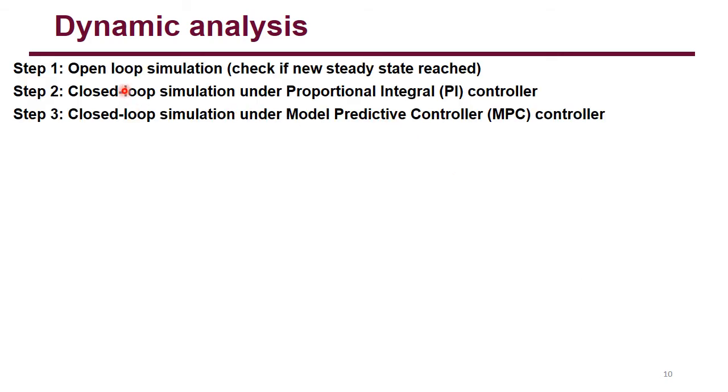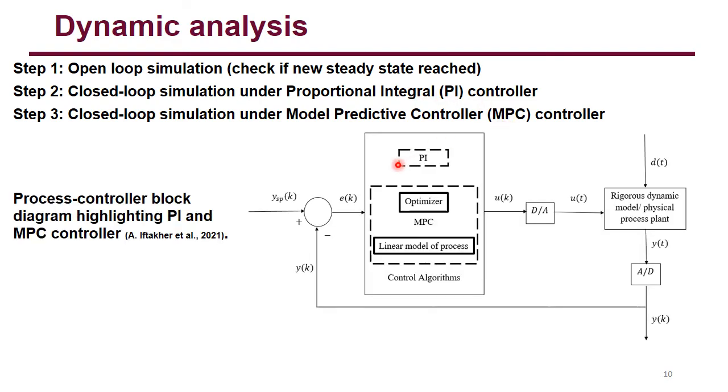In step 1, we perform the open loop simulation to check whether a new steady state is reached. Then we perform our closed loop simulation under both PI and MPC controllers. Here is a process controller block diagram that highlights the application of both the PI and MPC controllers.